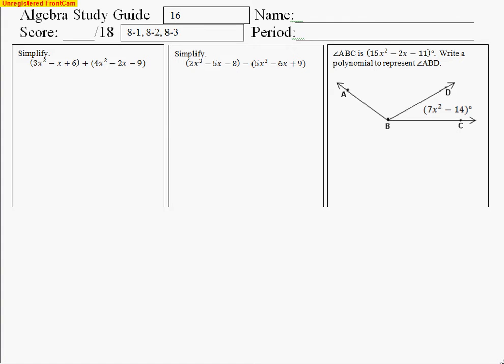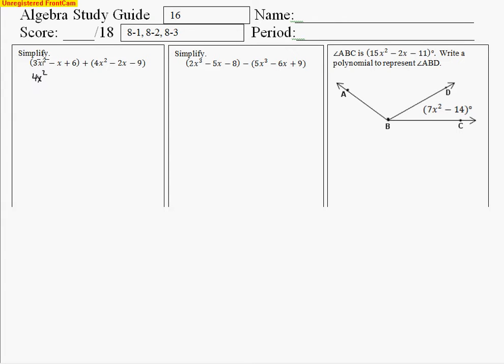These are the solutions for test 16 for algebra. We'll take a look at our first problem here. And here we are adding polynomials. And so when we do that, we look for like terms. And so I'm going to line up the terms that I can combine together.